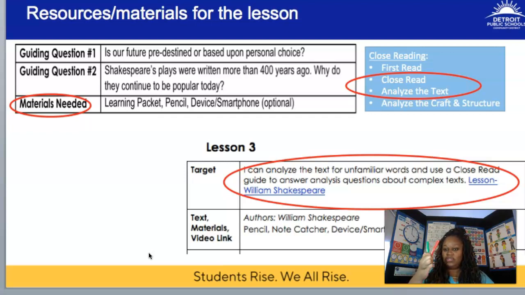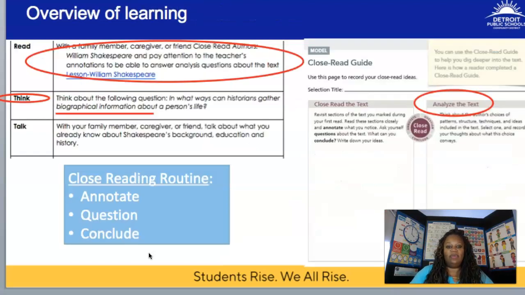You may want to use any red or green highlighters or ink pens, markers you have around your home. As an overview of our learning today and a reminder of why we close read, so that we can get a better understanding of our text. It allows us to revisit the notes and annotations that we made on our first read. And you remember yesterday we focused on biographical information about Shakespeare's life.